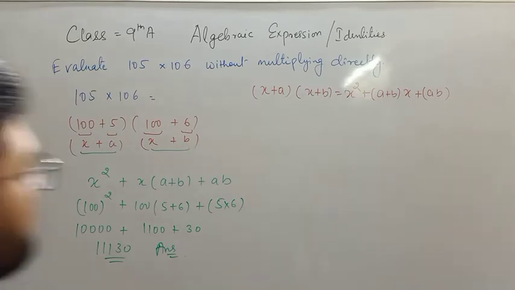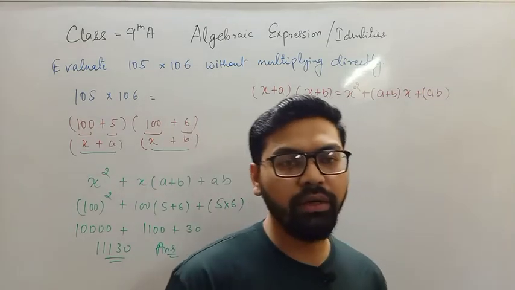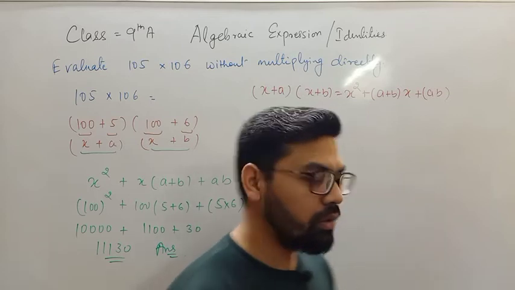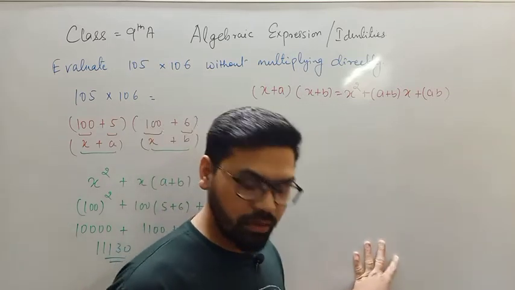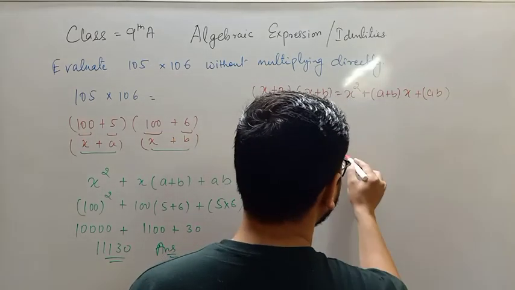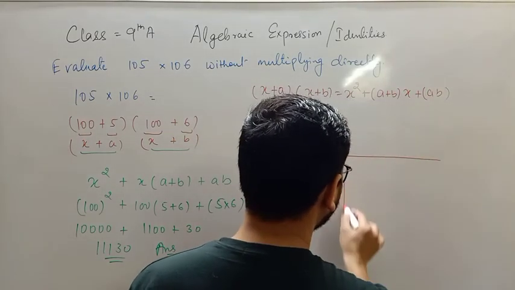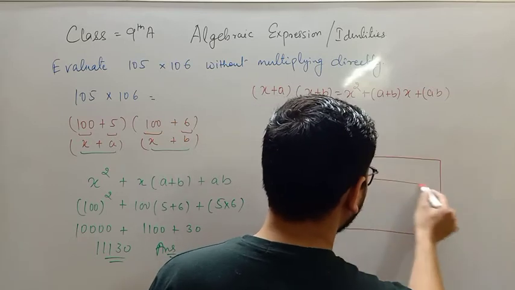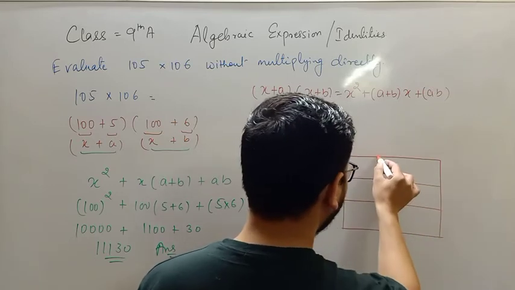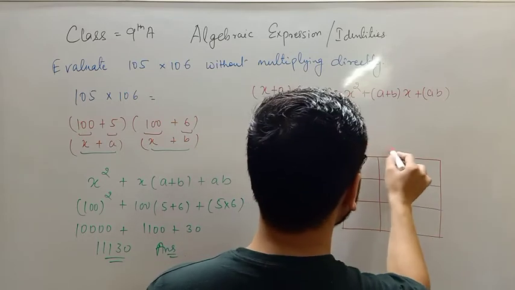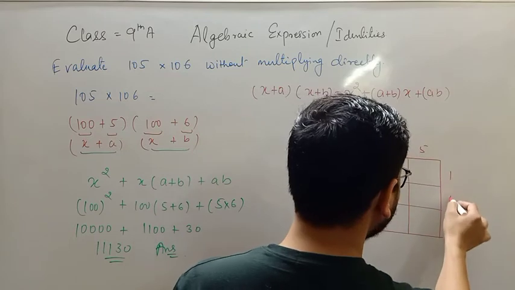Okay, if you remember, I have given you one activity, that multiplication of numbers using stick method and lattice method. So I can prove the lattice method here also. So this is the lattice method that I have explained you in an activity in the Zoom class. 105 multiplied with 106.